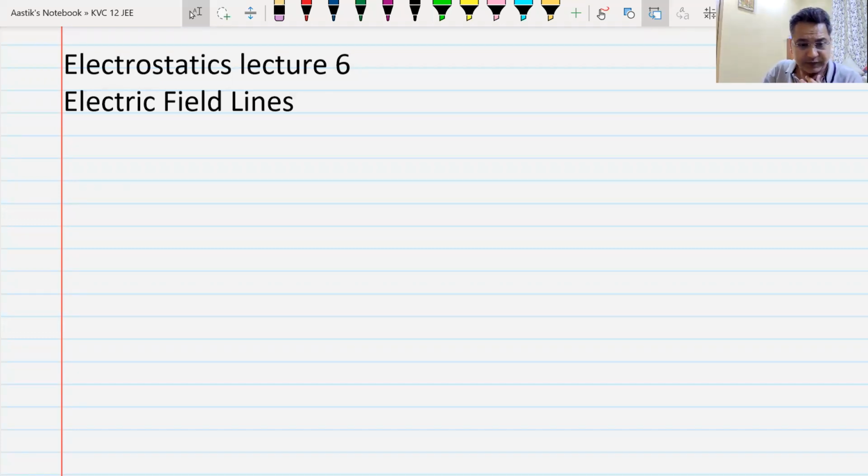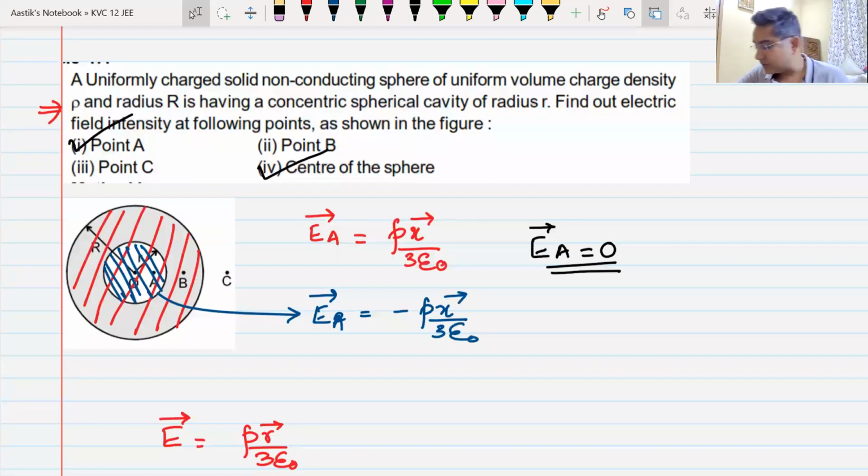We were dealing with electrostatics, and in this lecture, we will deal with electric field lines. In the previous one, I think we had dealt with how to find the electric field due to certain types of configuration, and I think we were dealing with a question where we had this.